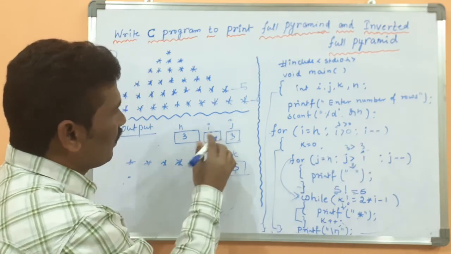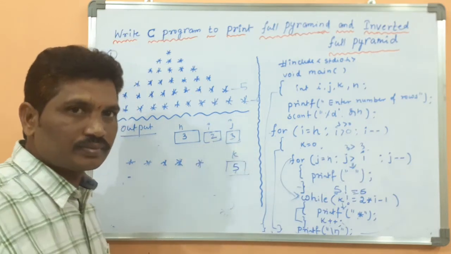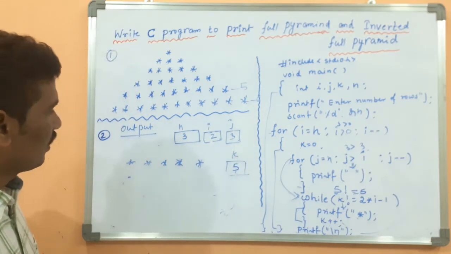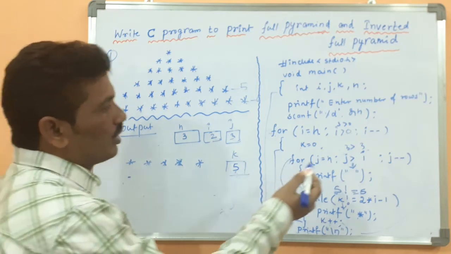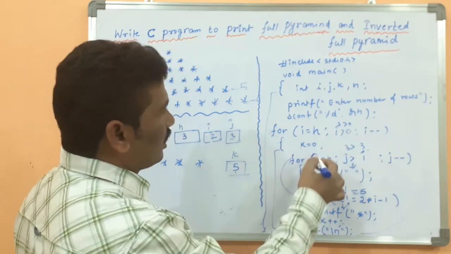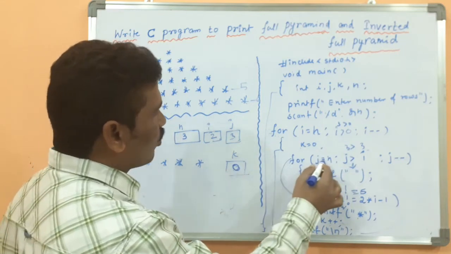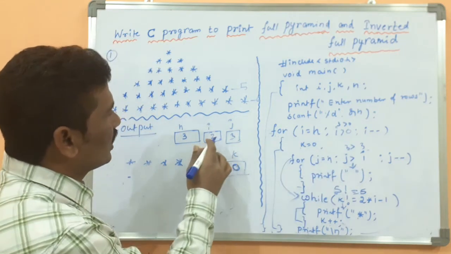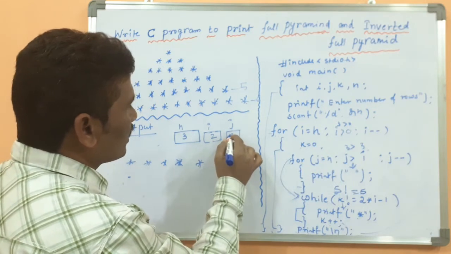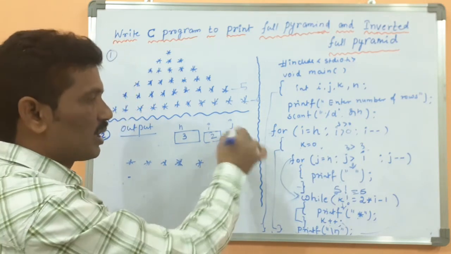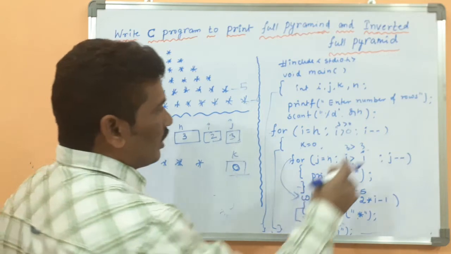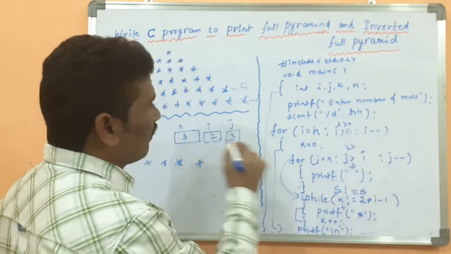What is the value of I? 2. Then again k value is reset to 0. Then j equal to n. What is j equal to n? N value means j value becomes 3 as it is. Then what is the I value? I value is 2.